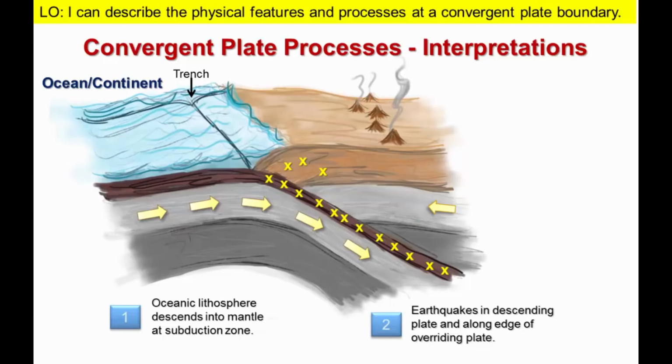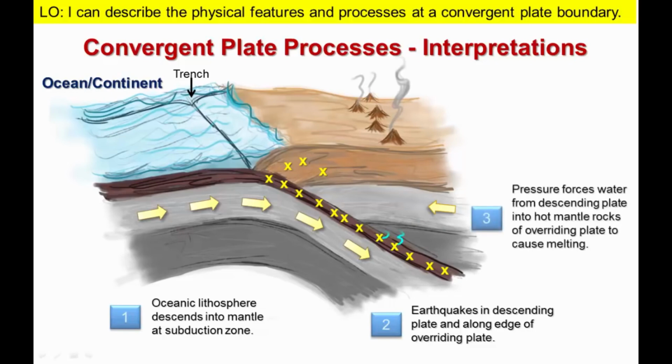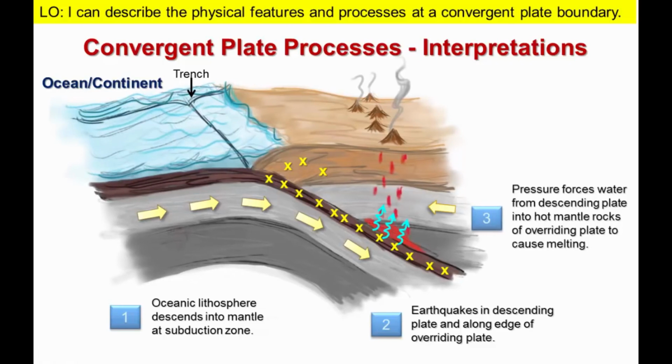Earthquakes occur as rocks in the descending plate fracture, and high pressures cause minerals to undergo changes in composition and crystal structure. As the plate descends into the mantle, it is compressed and the water is squeezed out of the sediment and minerals. At a depth of approximately 100 kilometers, the water enters the much hotter mantle rocks immediately above the subduction zone. The addition of the water causes these mantle rocks to melt.